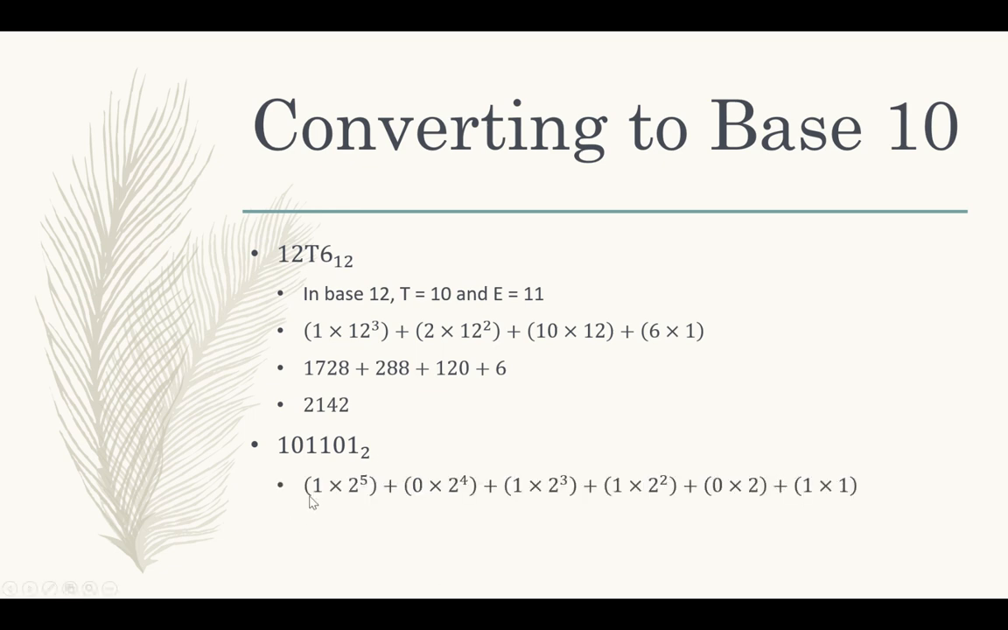Another example, this is our binary language again, 101101. It's 1, the first number out front, times 2 to the 5, 0 times 2 to the 4, 1 times 2 to the 3, another 1 times 2 squared, 0 times 2, and 1 times 1. That gives us 32 plus 0 plus 8 plus 4 plus 0 plus 1, a total of 45. So this 101101 is how you would write 45.